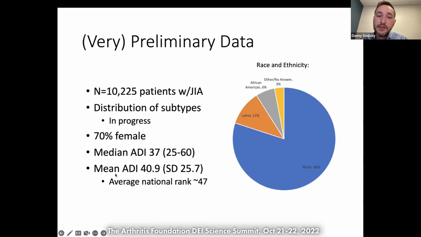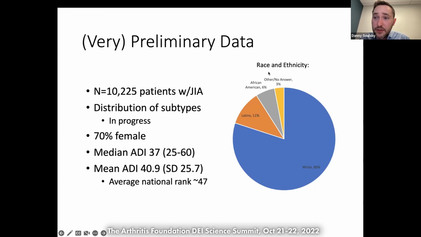And at least in the CARRA cohort, the median ADI is 37 with an interquartile range of 25 to 60. And just to give some context to what that means, on average in the United States, the mean ADI is 41. And so it may be that our cohort is slightly more advantaged than the general population, but we don't have data to fully conclude that yet, but one might wonder.